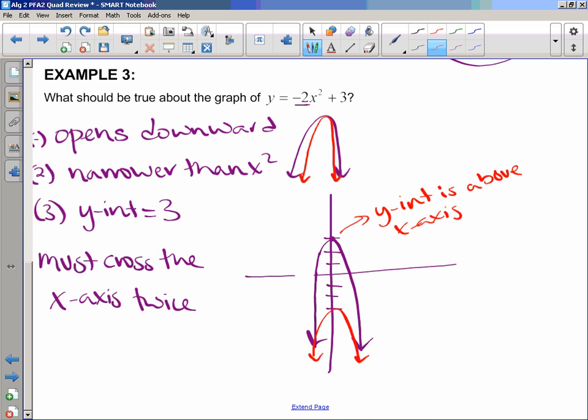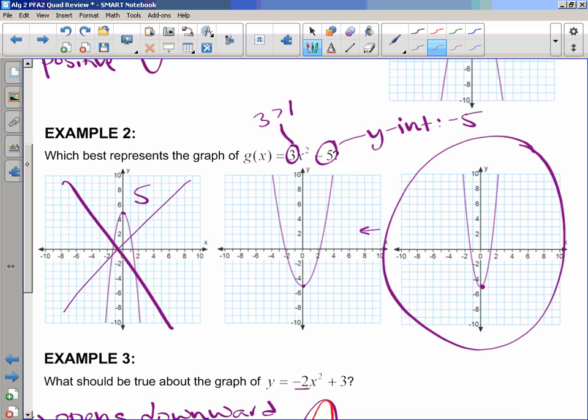Okay? So some of the questions on your content assessment are just seeing if you understand these two things. Do you understand what the number in front of the x squared tells you? If it's positive, opens up, negative opens downward. Do you understand what this last number tells you, the one with no variable? That tells you where the y-intercept is. If you understand those two concepts, you can answer questions like what you see here on the content assessment.